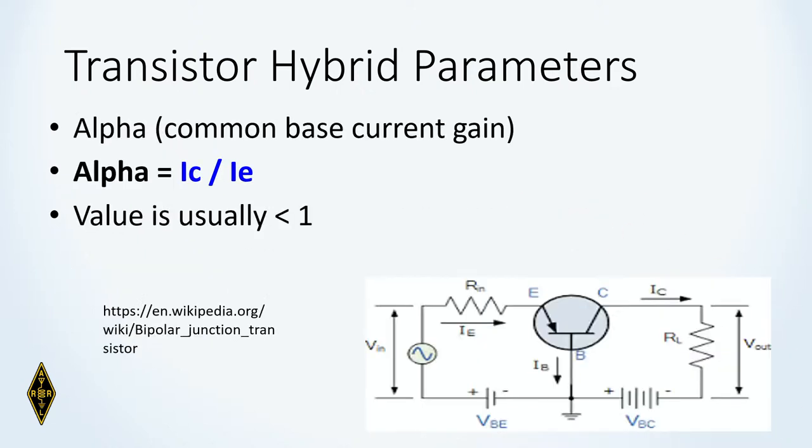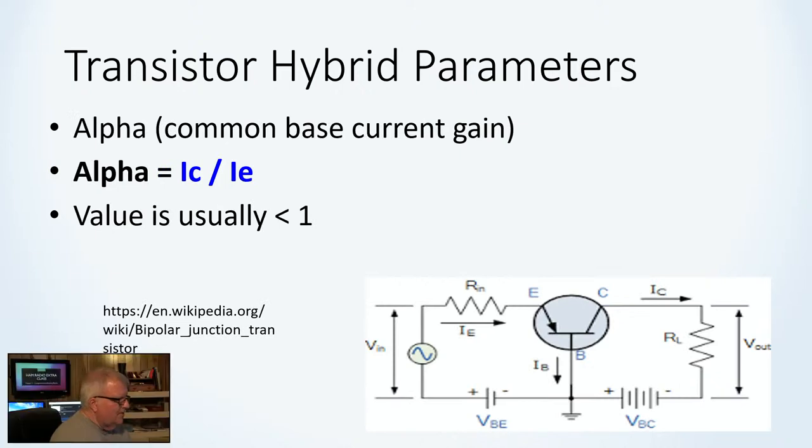Transistors also can be connected as common base configurations. So that's what you see here, where the input comes in on the emitter and the output goes out on the collector. In this case, the gain or the hybrid parameter is called alpha. And it's usually less than one in this case, because of the ratio of the current that flows through the emitter and the current that flows from the collector to the emitter. It's always going to be less than one in this ratio.